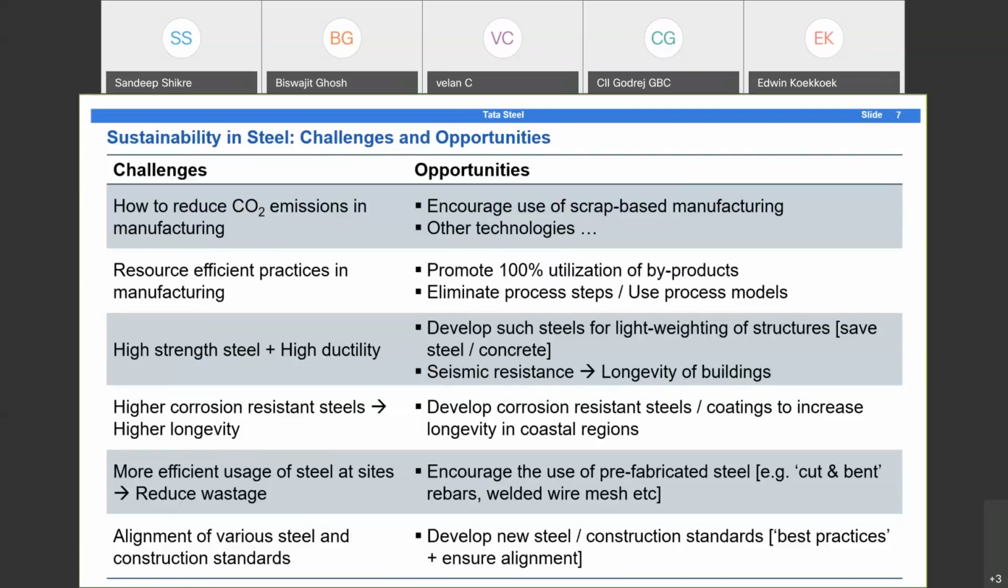The last point, which is also important, is the alignment of various steel and construction standards. While this sounds a little simple, typically in the standards organizations, the standards for steel and the standards for construction are managed by different wings, and many times the construction standards are not aligned. The steel standard, for example, is sometimes not aligned to the building codes or the building standards. So there is continuous work with the standards bodies, for example, the Bureau of Indian Standards, to keep the two standards well aligned, and also to introduce best practices and develop new steel standards to keep the standards current with the best, so that the consumers get the best steel.